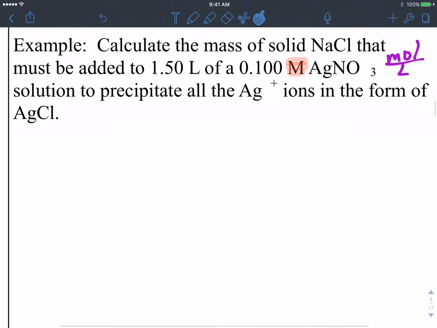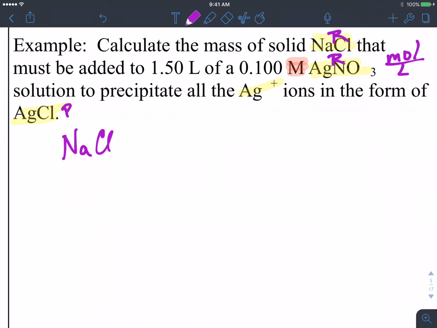Example 1 says calculate the mass of solid NaCl that must be added to 1.5 liters of a 0.1 molar AgNO3 solution to precipitate all the Ag plus ions in the form of AgCl. Again, I tell you this, don't let all the words bug you. Look at what the chemicals are: NaCl, AgNO3, AgCl, Ag plus ions. And then decide, okay, what are reactants and what are products? It says that we are going to react NaCl to AgNO3, and we're going to get AgCl as one of our products. So let's write that down.